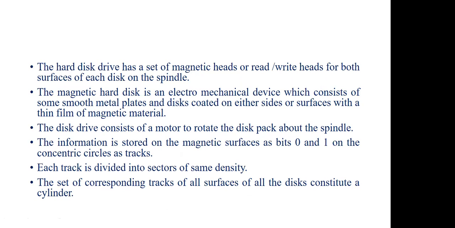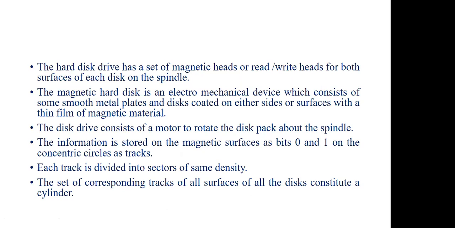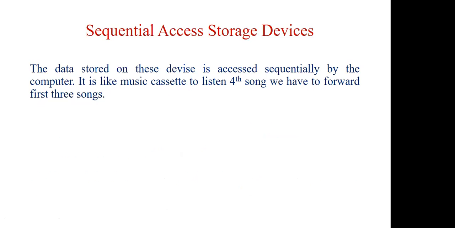The set of corresponding tracks of all surfaces of all the disks constitute a cylinder. Now you see this. This is the sector, and it runs right from the lower one to the top one. The disks at the bottom and the disks at the top continuously form different concentric rings, which form different cylinders of this disk. So these are the properties of the hard disk. They are also used for this.